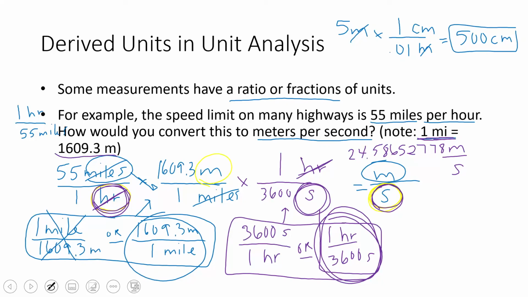So I'm going to look back and say, okay, well, I started with 55 miles per hour. That has 2 significant figures, so I want to finish with 2. So I'm going to say, okay, 24.5, that 5 will round that 4 up. So we're going to end at 25 meters per second. That would be my answer here.